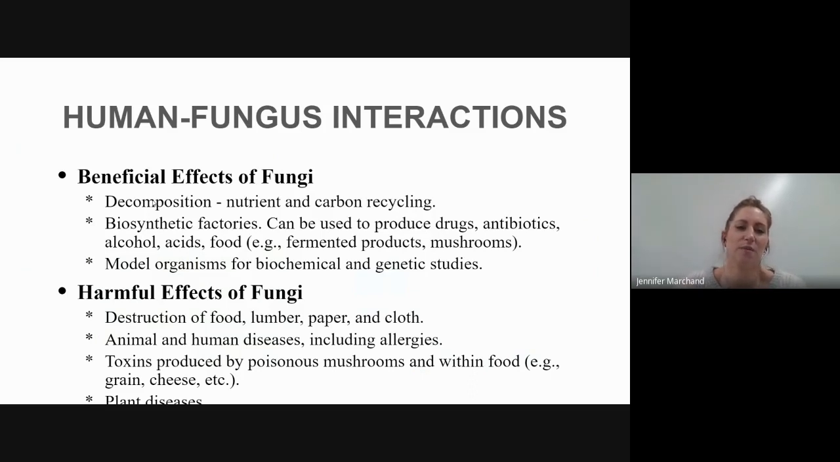So again, some of the benefits of fungi for human interaction: they help to decompose nutrients and put them back in for carbon recycling. Biosynthetic factors can be used to produce drugs, antibiotics, alcohol, acids, food, and different fermented products, not to mention we eat mushrooms. And then you have model organisms for biochemical and genetic studies.